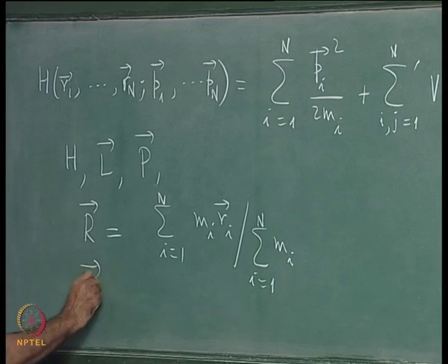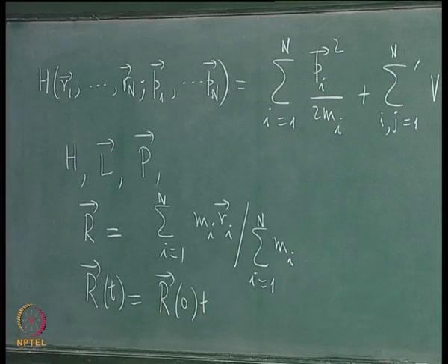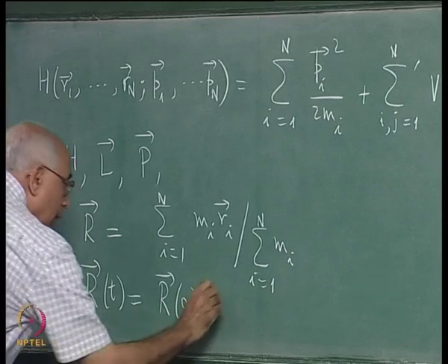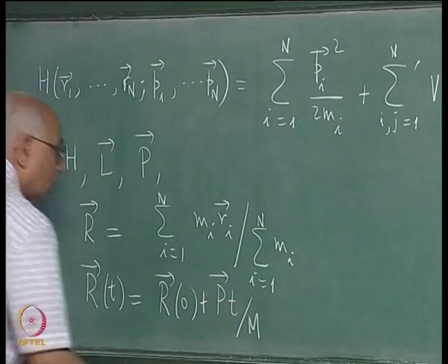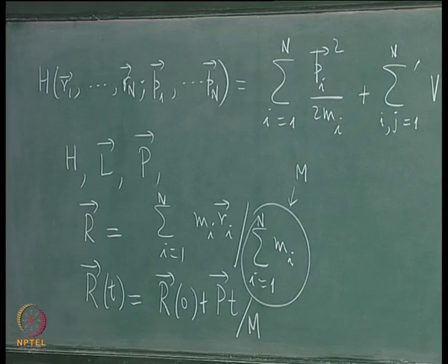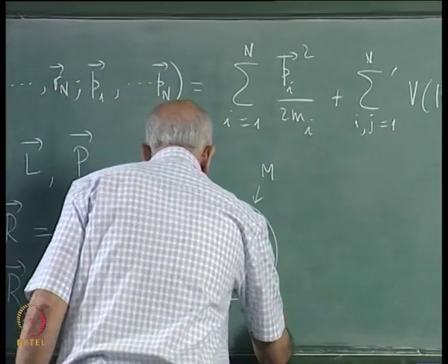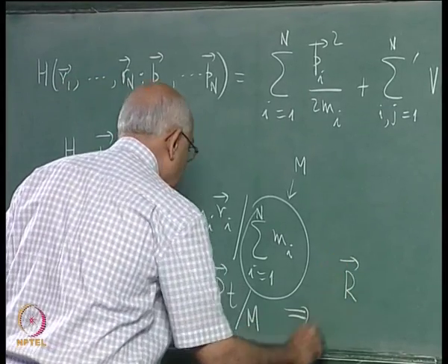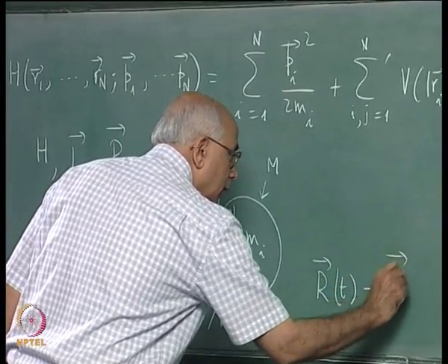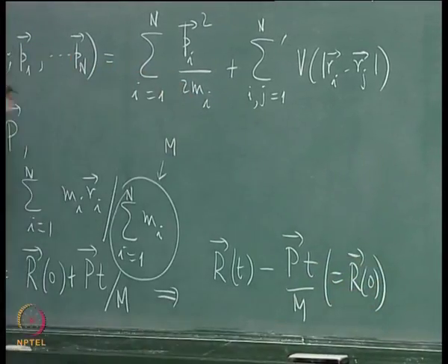It is given by a simple formula: R of t is equal to R of 0 plus P t over M, where M is the total mass of the system. We can prove this very rigorously, but physically it is very clear that the center of mass just drifts along at uniform speed given by P over M, where P is the total momentum, because this is a constant. This immediately implies that the combination R as a function of t minus P times t over M, which happens to be equal to R of 0, is in fact a constant of the motion.